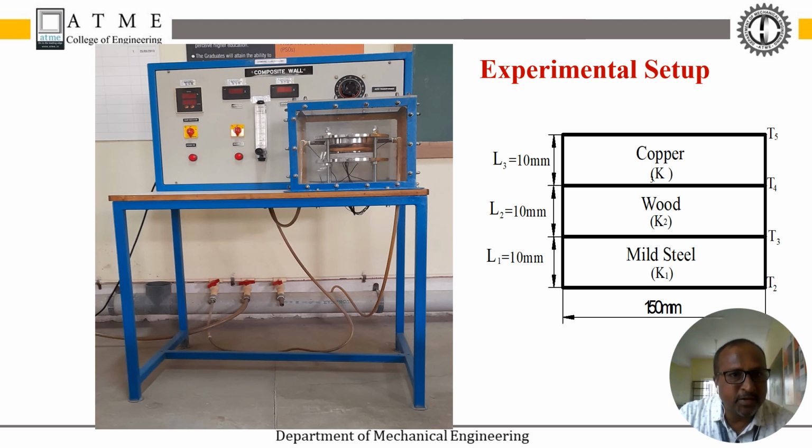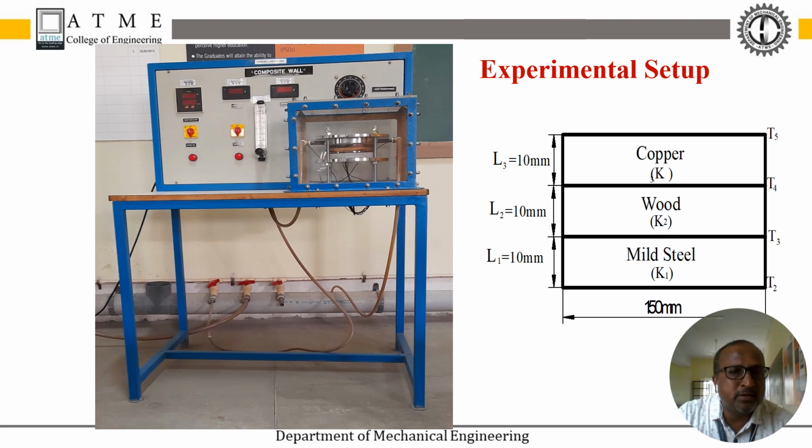It will give us the temperature at different points in the composite wall. This is the place where you take the voltage, this is where you take the current reading, and this is where you control the flow of cooling water. At the top, the rate of flow of cooling water is controlled using this knob, and the rate of heating at the bottom is controlled with this dimmerstat. This is the whole setup, and I have connected everything.